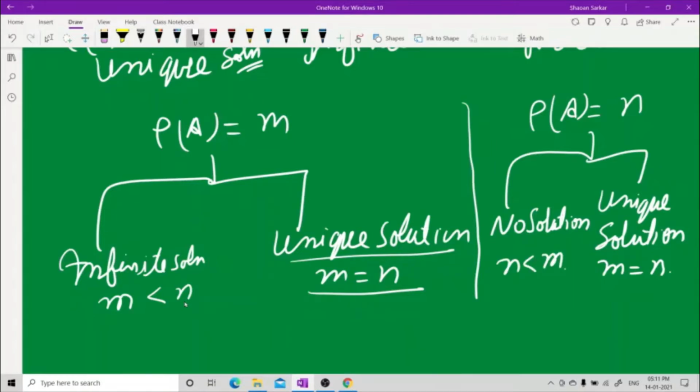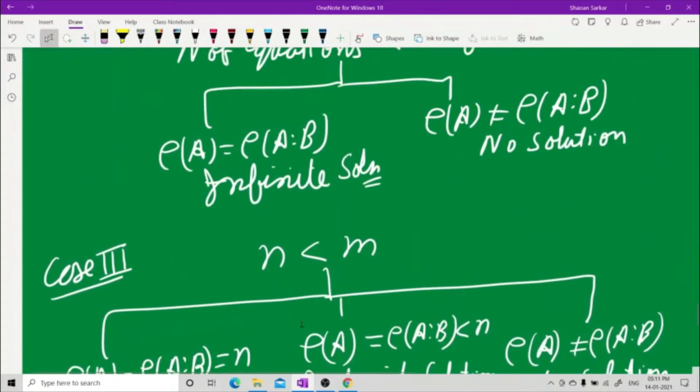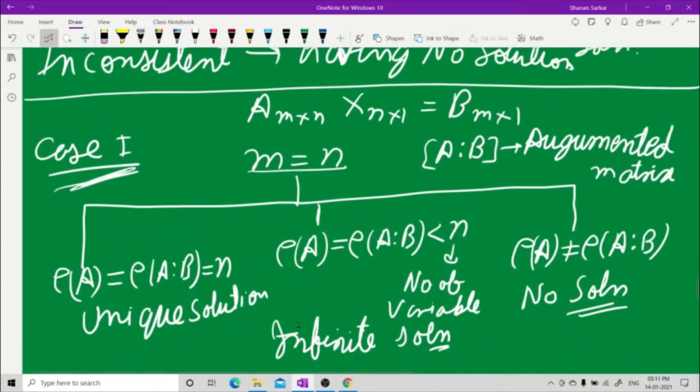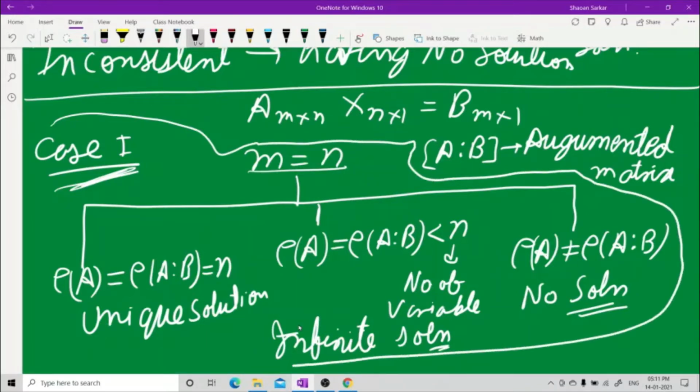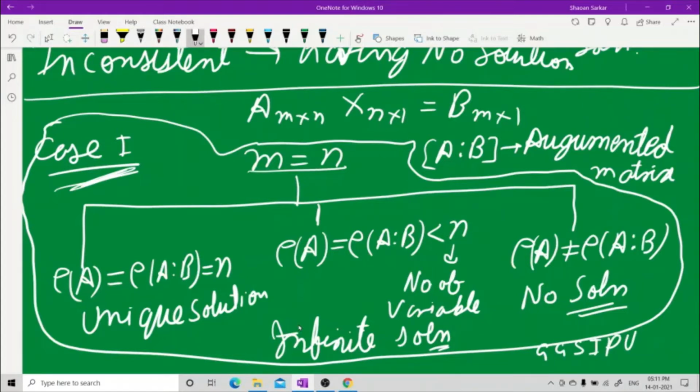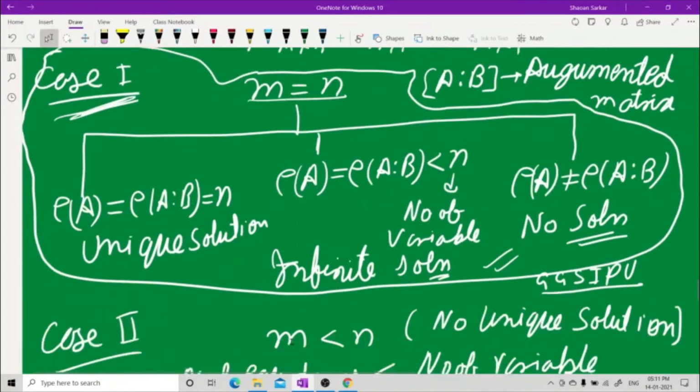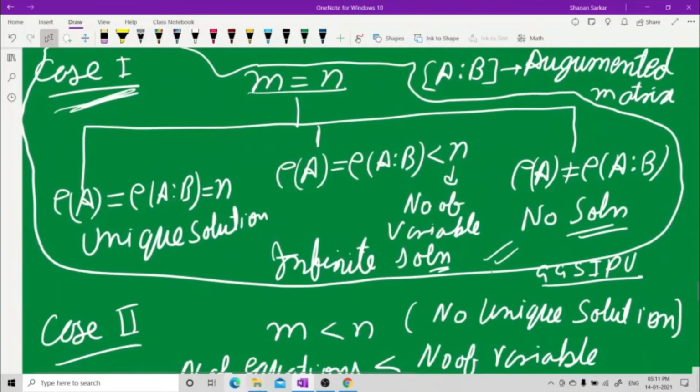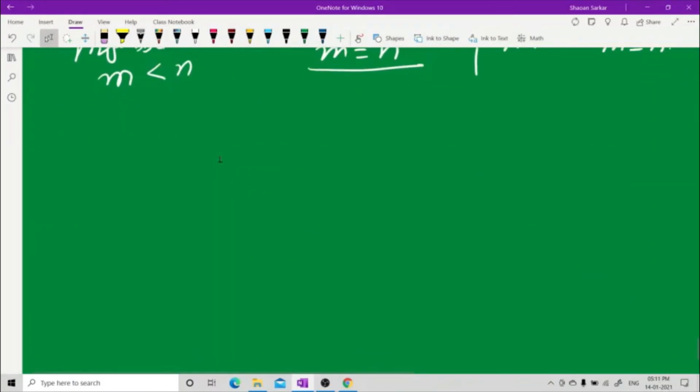But you don't need to get all this. You only require this portion which I am marking. This is only required for you in your GGSIPU syllabus of BCA math. You don't need to know all those cases. Now let's come to certain examples that will help you to understand the theory better.